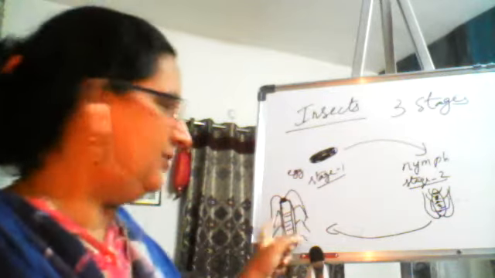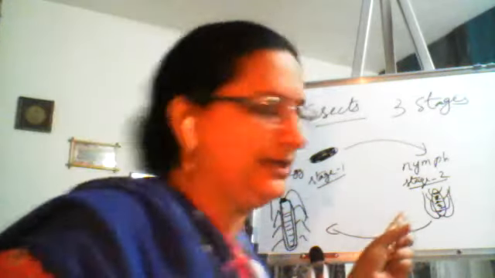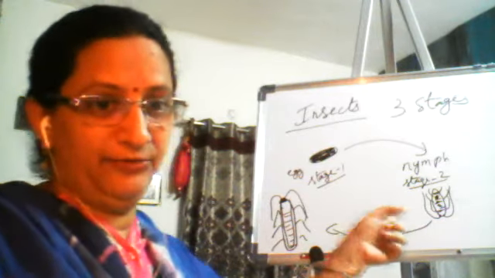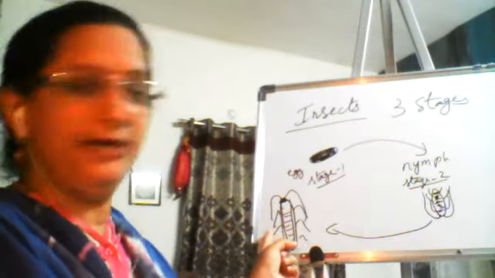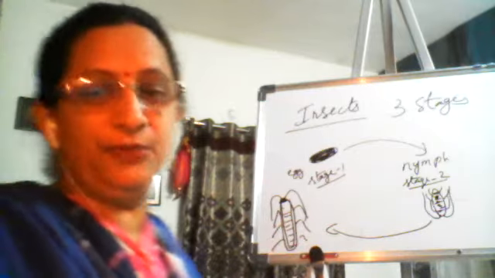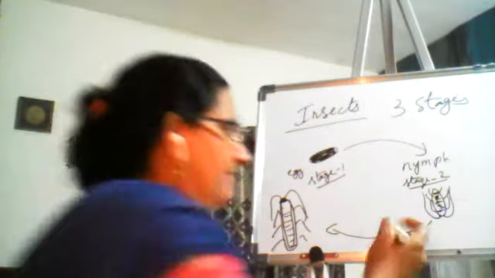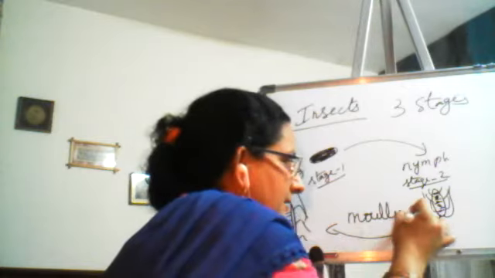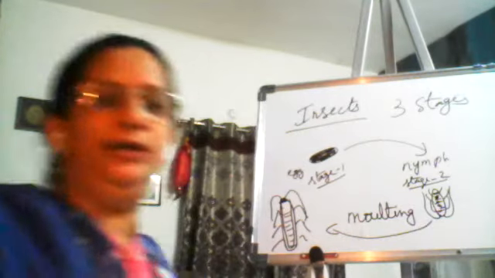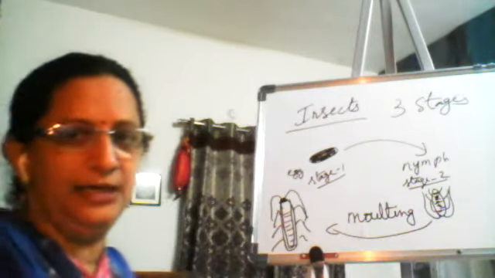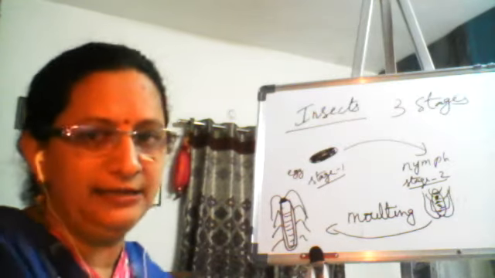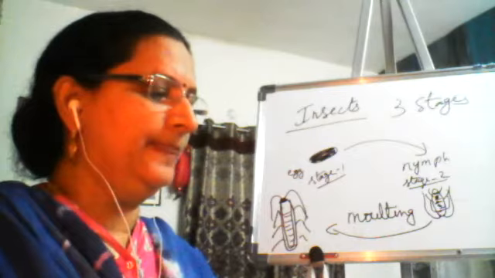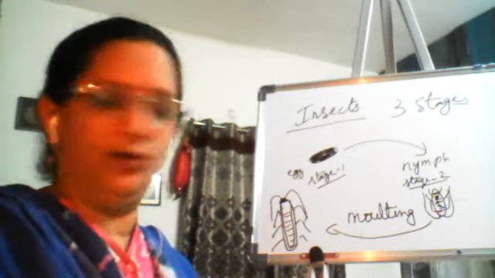But this does not look like the adult, it is different, and it will shed the outermost skin several times and then becomes the adult cockroach. And what is that process of shedding the skin called? Molting. Molting. Can everybody repeat? Molting. Very good. So that is all about the cockroach.